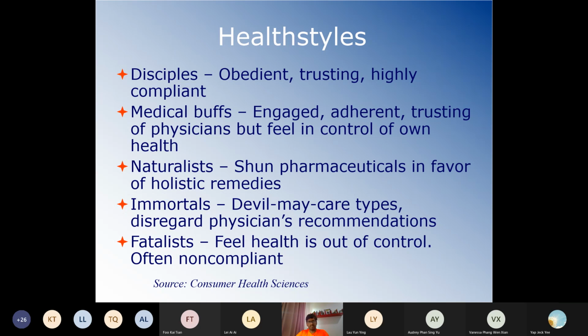And immortals are a kind of group of people who think that the devil may care. They disregard the physician recommendations, so they will have opposite opinions. And fatalists feel health is out of control, and often they are non-compliant. This is quite a negative thought in people.